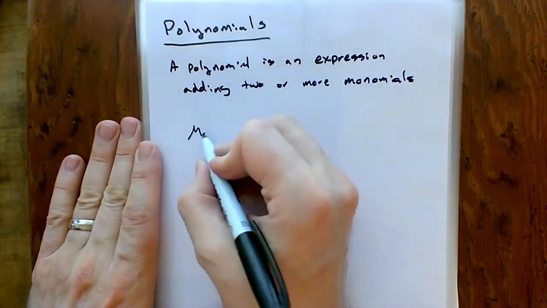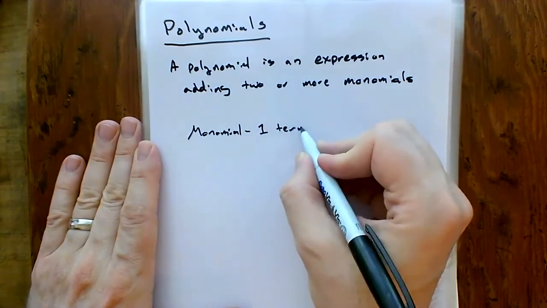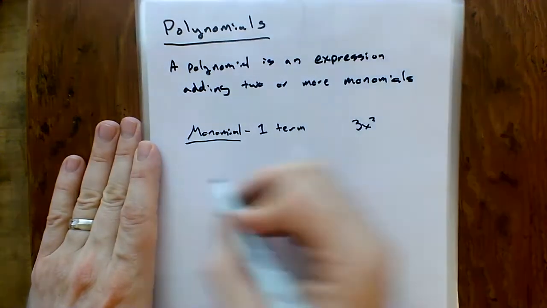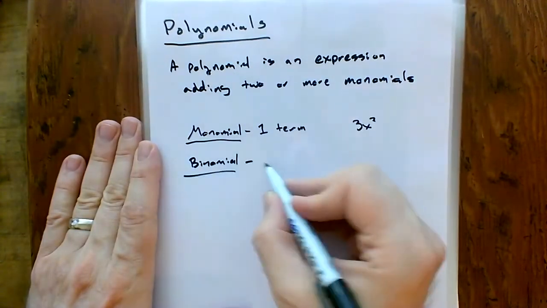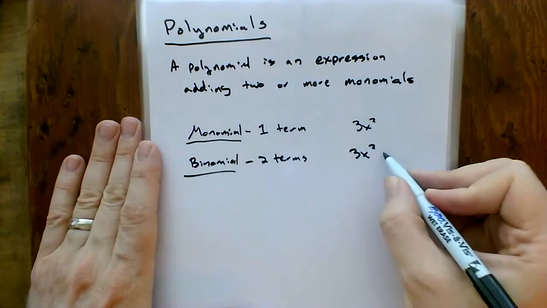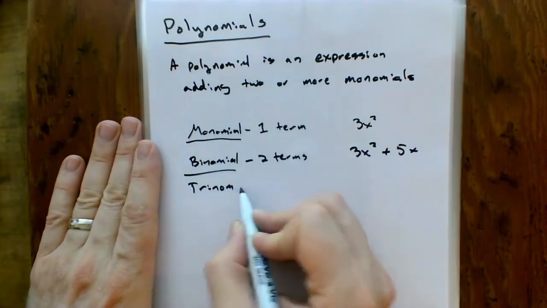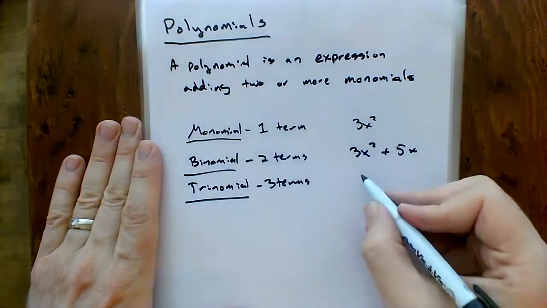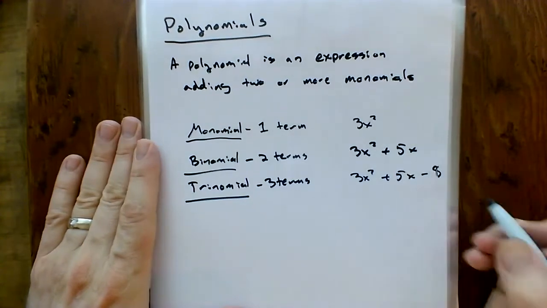We'll usually say a monomial is, of course, just one term. So a monomial is one term, something like 3x squared. A binomial is going to be two terms, so this is going to be 3x squared plus 5x. A trinomial is three terms, so I could have 3x squared plus 5x minus 8.